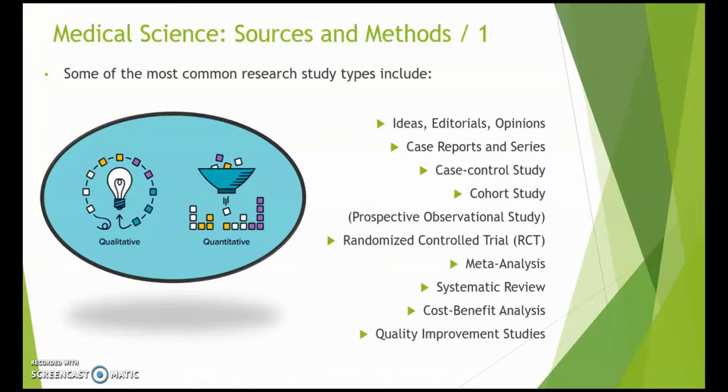All right, so medical science sources and methods, part one. Some of the most common research study types include, which again means that this is not a comprehensive list, okay? You won't find everything here. Also, I did not describe these study types in a specific order, okay? So for that, I will refer you back to the pyramid of scientific evidence we discussed in week number one. But again, two main things to keep in mind.